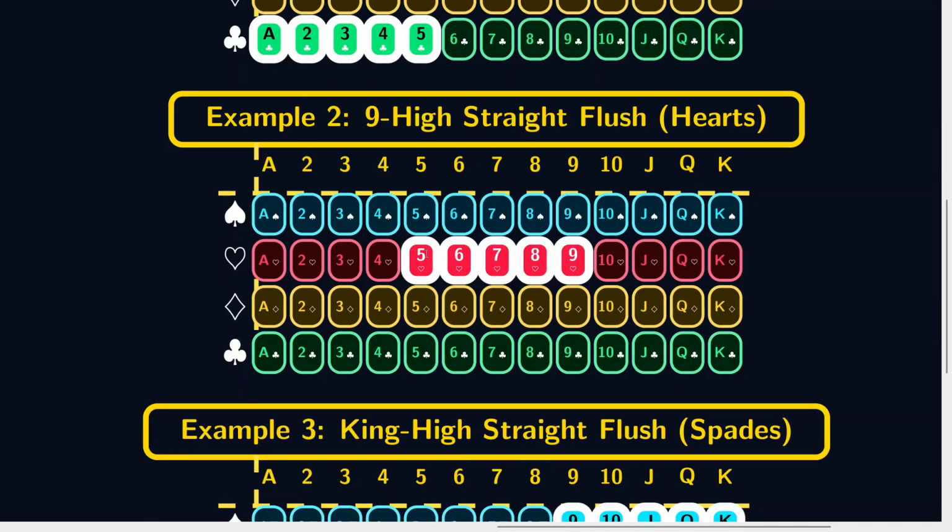The second example is the 9 high straight flush of hearts. All 5 dots sit in the hearts row. The highlighted columns are 5, 6, 7, 8, and 9. 5 consecutive columns sitting in the middle of the grid, all in the second row.